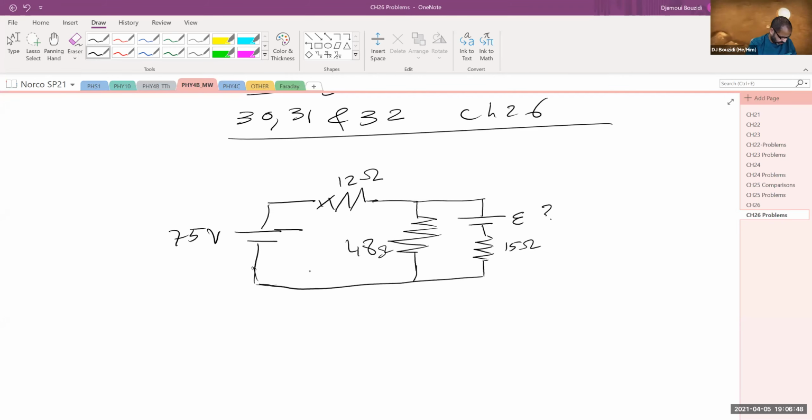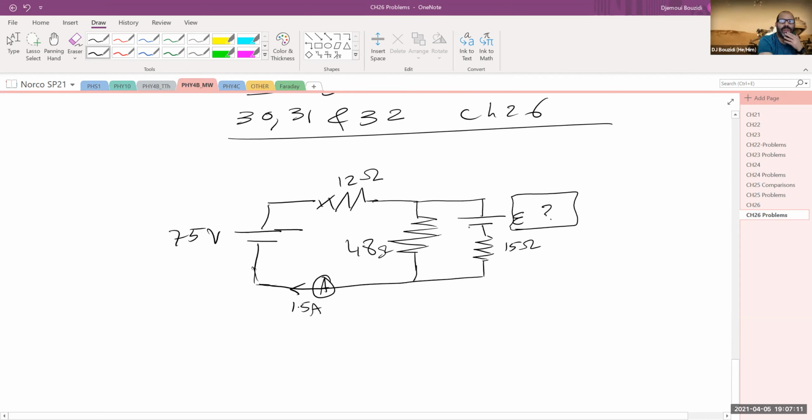Okay, the question is, they tell you that after they give you all of that, that there is an ammeter in here. I forgot to write it in here. So there is an ammeter, and that ammeter registers a current of 1.5 amp in this direction. And they want you to find the EMF E, this one in here, and they want to make sure to know which way the EMF is pointing.